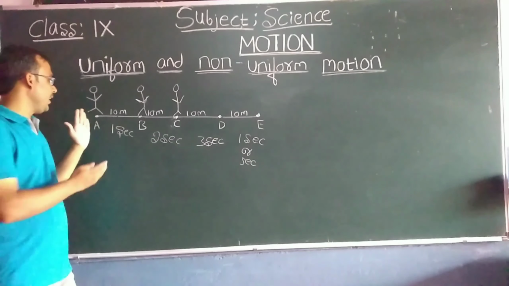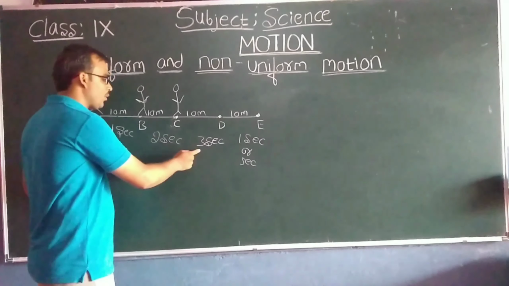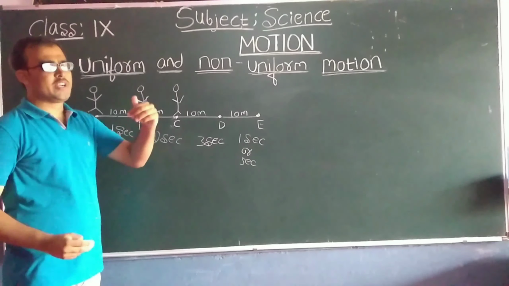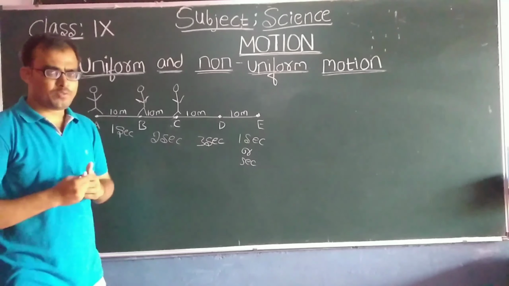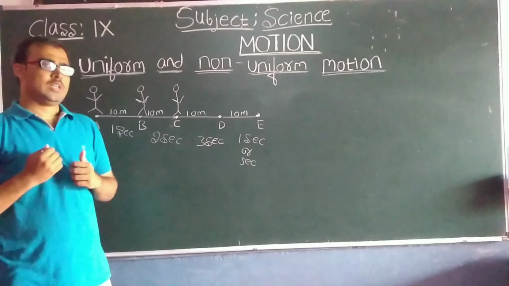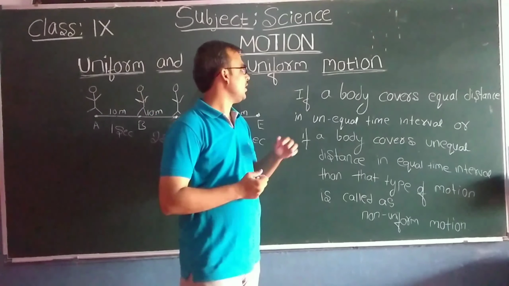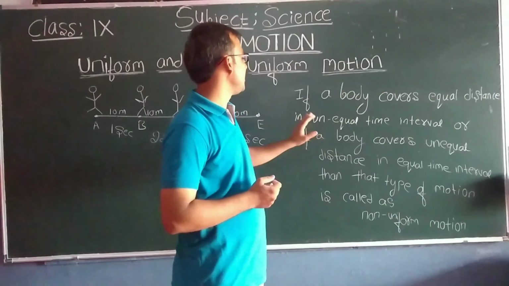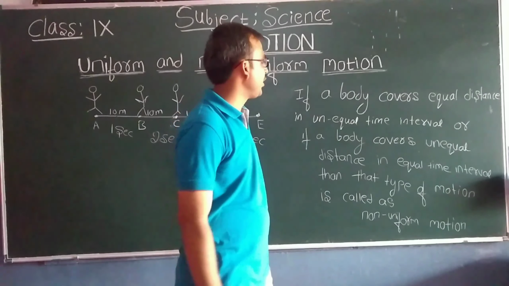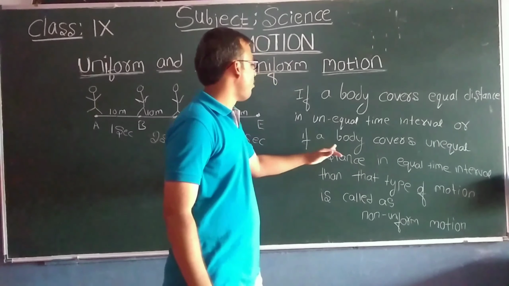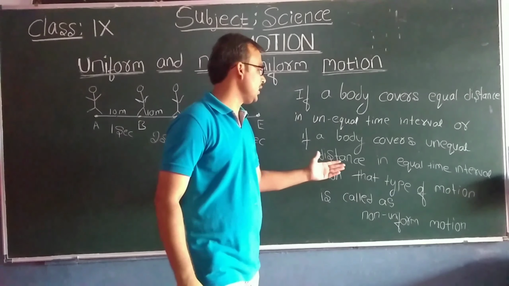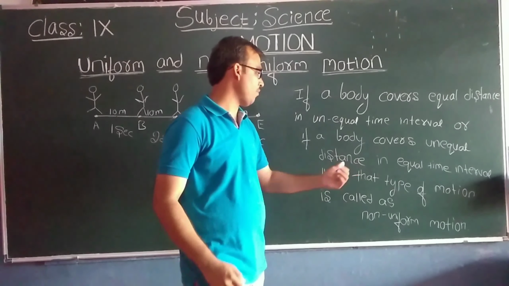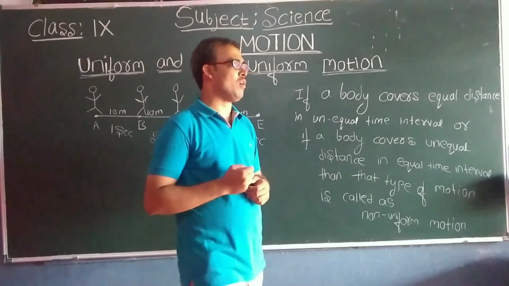Okay, so he's not covering equal distance in equal time. This kind of motion is known as non-uniform motion. So what is meant by non-uniform motion? If a body covers equal distance in unequal time intervals, or if a body covers unequal distance in equal time intervals, then that type of motion is called non-uniform motion.